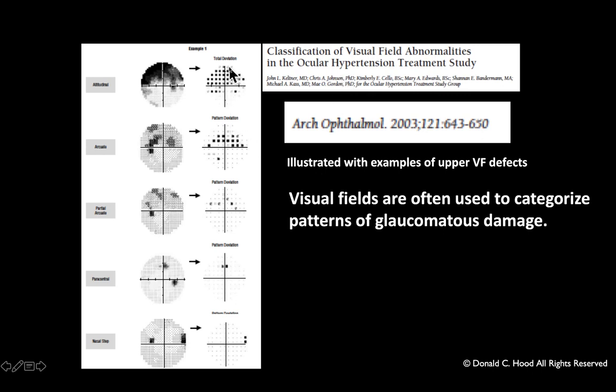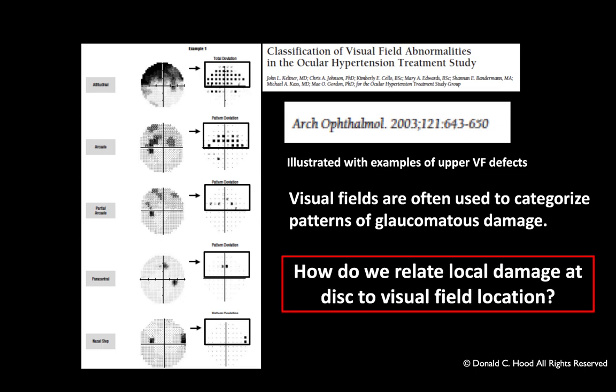They illustrate their categorization based here on upper visual field defects, or at least I'm illustrating it that way. So this is a nasal step. This was called a paracentral defect. This a partial arcuate. This an arcuate. This an altitudinal defect. So how do we relate these local changes in damage at the disc to visual field locations?